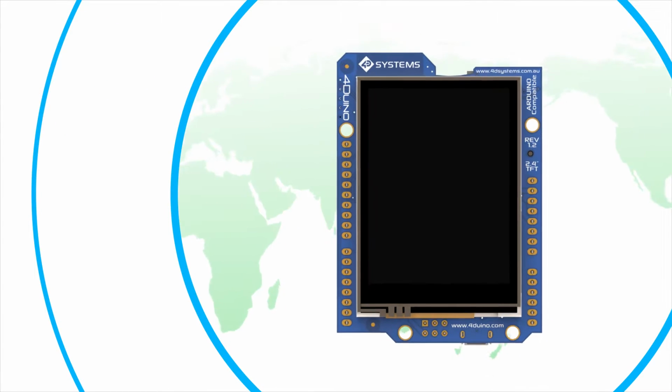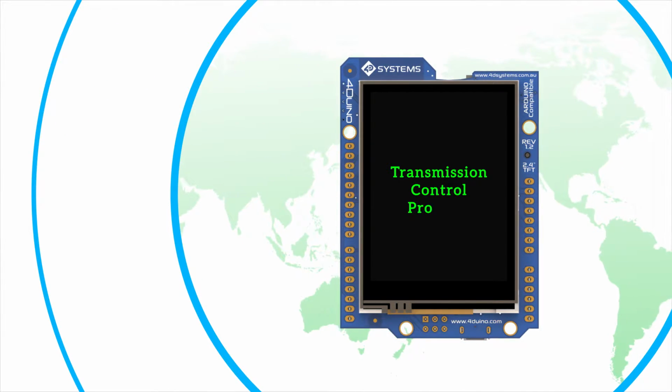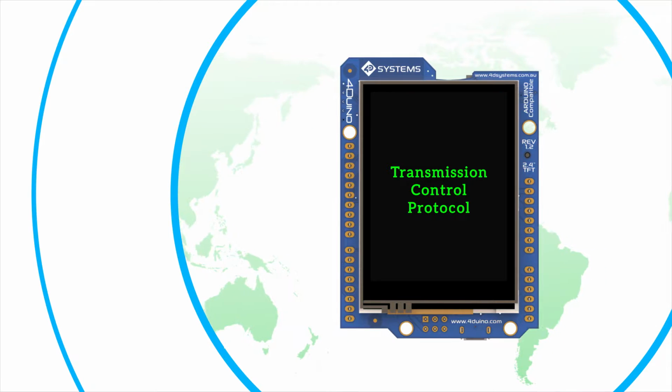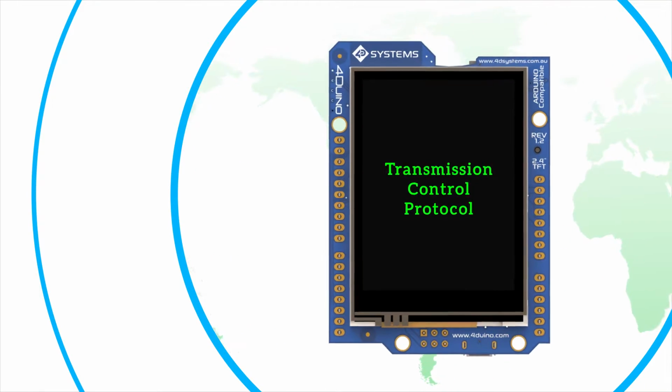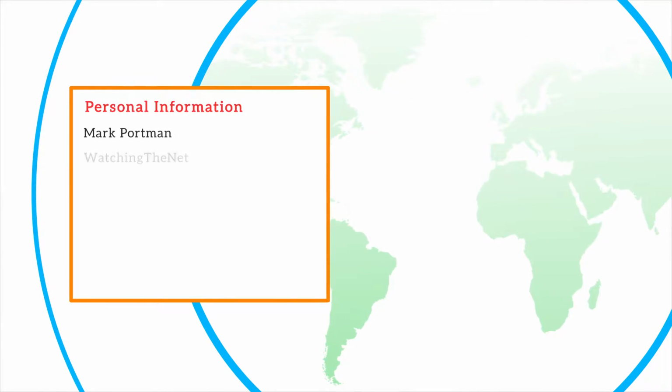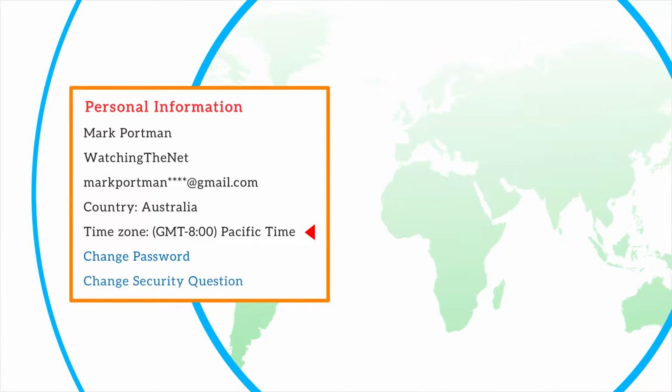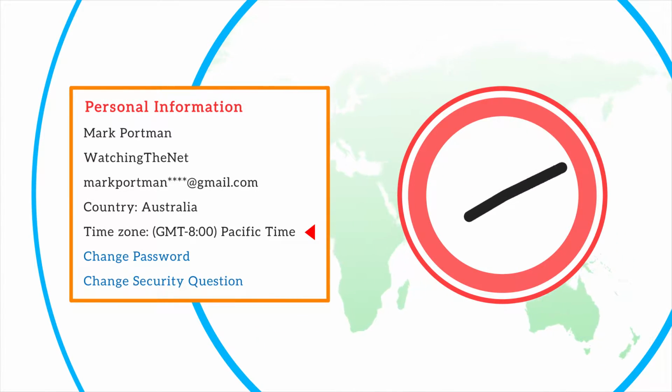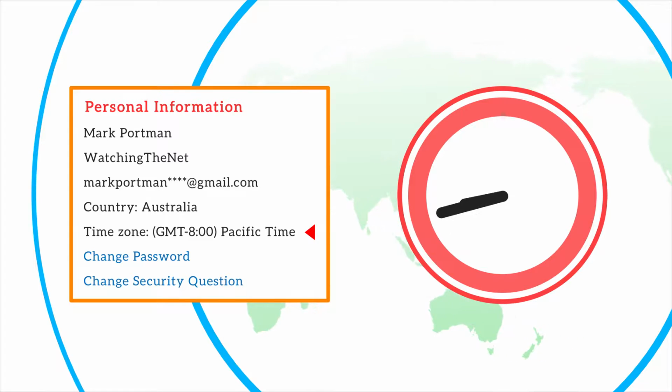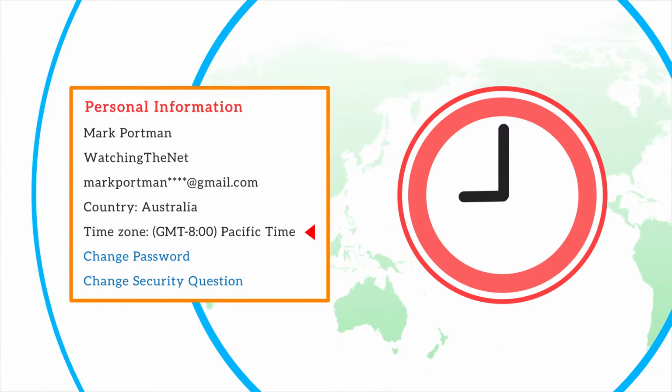This video shows how to get a timestamp using the 4Duino's Transmission Control Protocol or TCP capabilities. A timestamp is the current time of an event that is recorded by a computer. Through mechanisms such as the NTP, a computer maintains accurate current time.